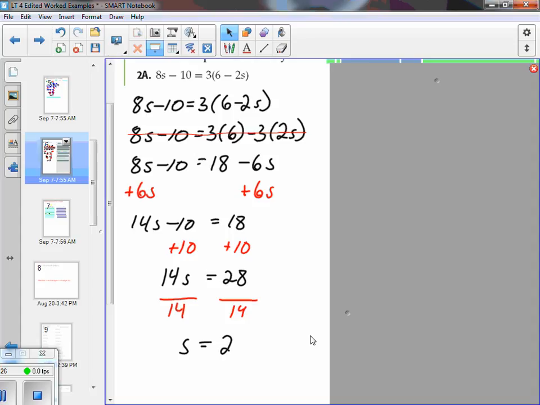Remember the process. Simplify each side, so that meant distributive property on the right. Get your variable term on one side, constants on the other. That involves adding and subtracting. Then get the variable all by itself. So simplify, get the variable term by itself, get the variable by itself. Everybody get 2? All right. I think that's the only one on this screen we'll do.